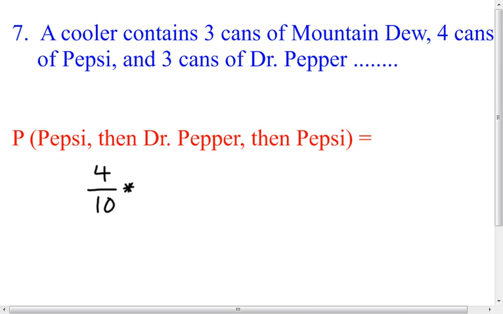So the first time I got a Pepsi, now there's only 9 cans of pop left, so be careful about that. But if I drew a Pepsi the first time, then I haven't drawn any Dr Peppers, so I still have 3 Dr Peppers left. Then the next time I draw, there's only 8 cans of pop left. But I already drew a Pepsi over here, so I started with 4 cans of Pepsi, but you're going to assume that you drew a Pepsi here, so now I only have 3 Pepsis left. Okay, and when you multiply that all out and reduce it, you should get 1/20.